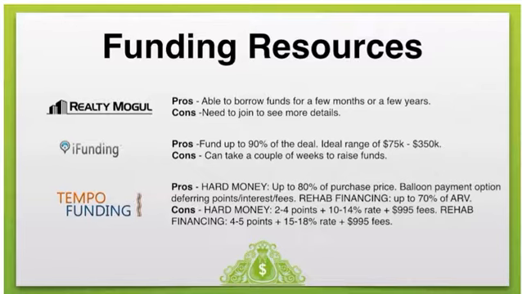The only cons are, since it's hard money, they do charge 2 to 4 points up front, 10 to 14% interest rates typically, and a $9.95 doc fee. Rehab financing is going to be another 4 to 5 points, 15 to 18% interest rates, so a little higher interest rates because it's a riskier part of the loan, and a $9.95 fee.